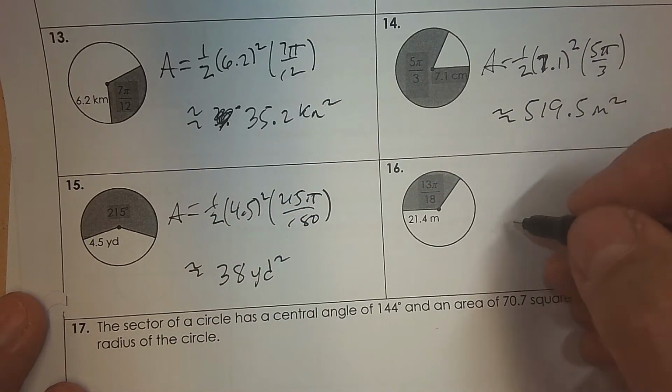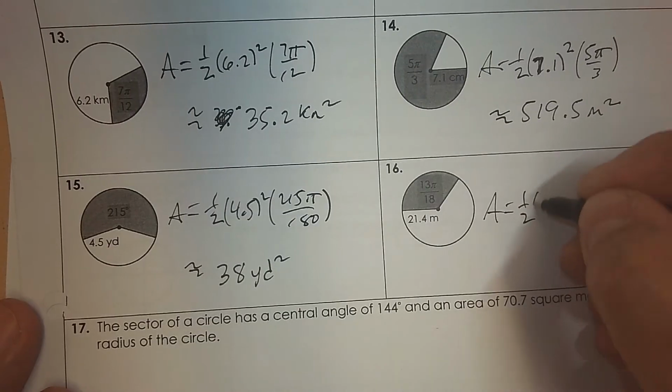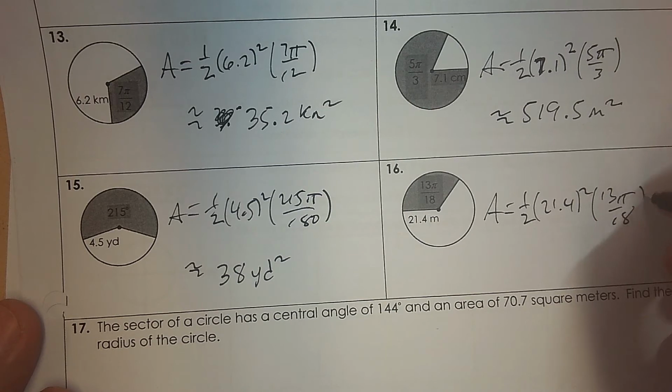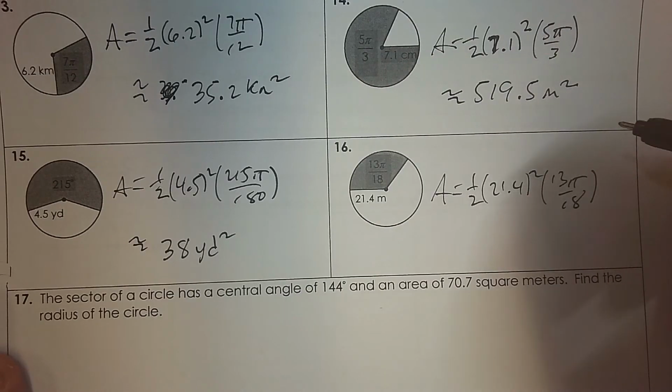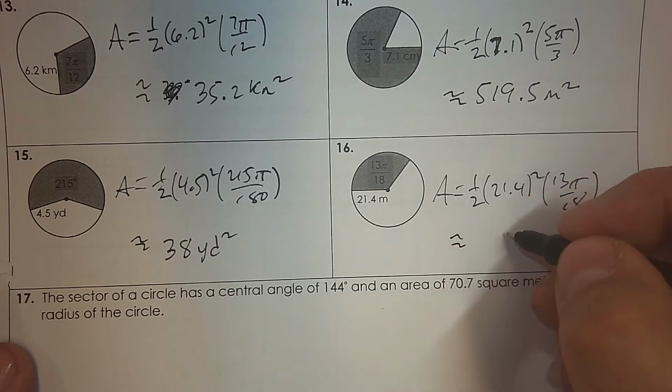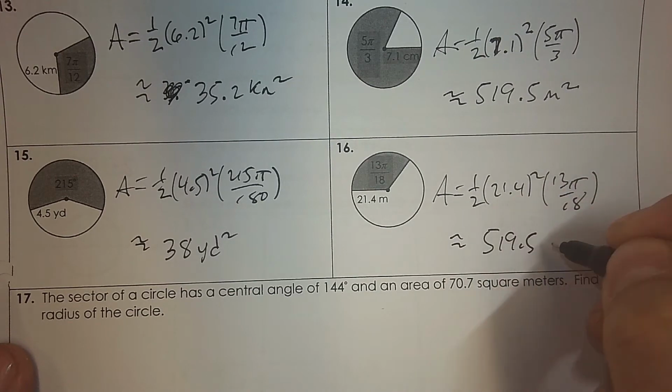And then the last one here, again, practice the formula. The radius squared times the angle in radians. So it's already in radians, so I don't need to change it. Type it in, diamond enter, and you get 519.5 meters squared.